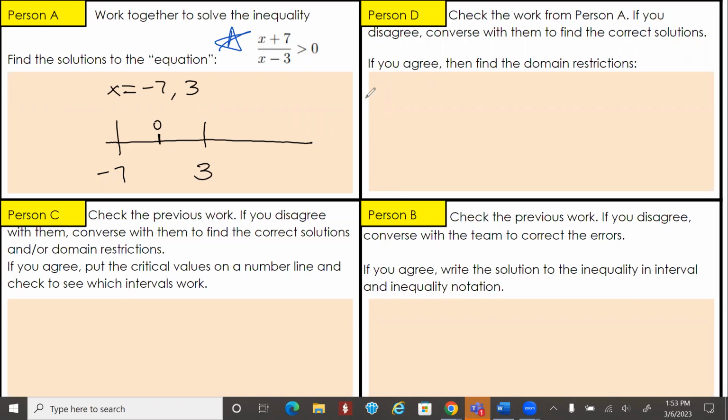Okay, so if I plug in 0 into this equation, I would get negative 7/3. Does that work? Is that greater than 0?